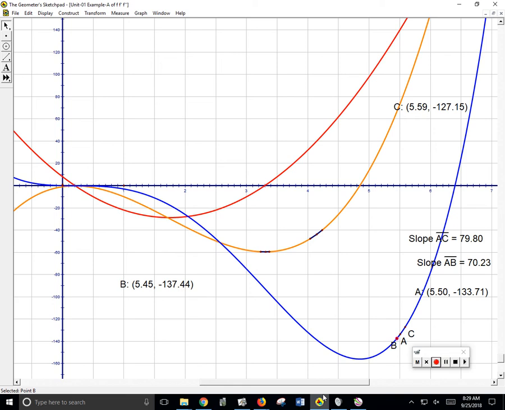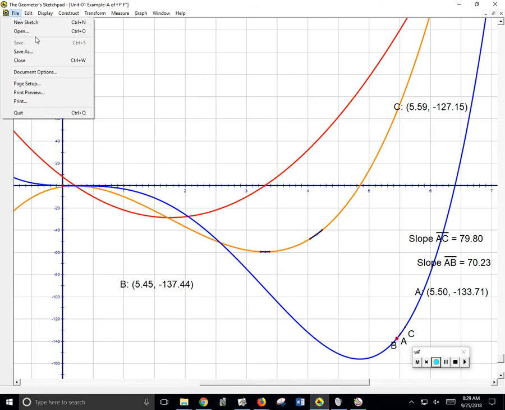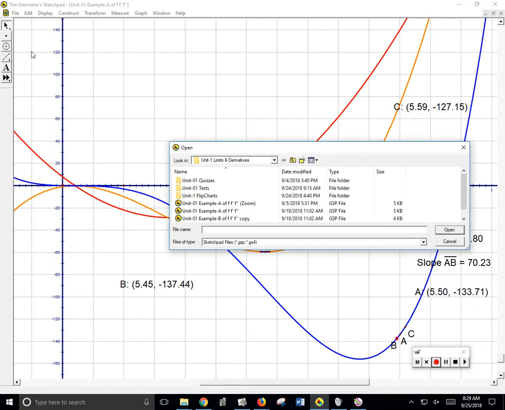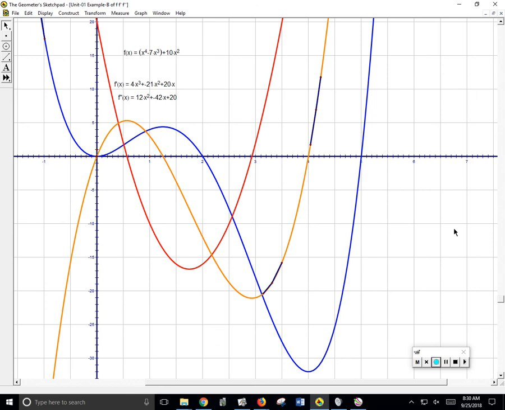Here's a good example. The blue is f, the orange is f prime. Not a good example. Let's open up a different one. Hold on. Try this one, Kennedy. Right here, at x equal 1, the graph of f is going up, and the y-coordinate on f prime is a positive value. That's all.